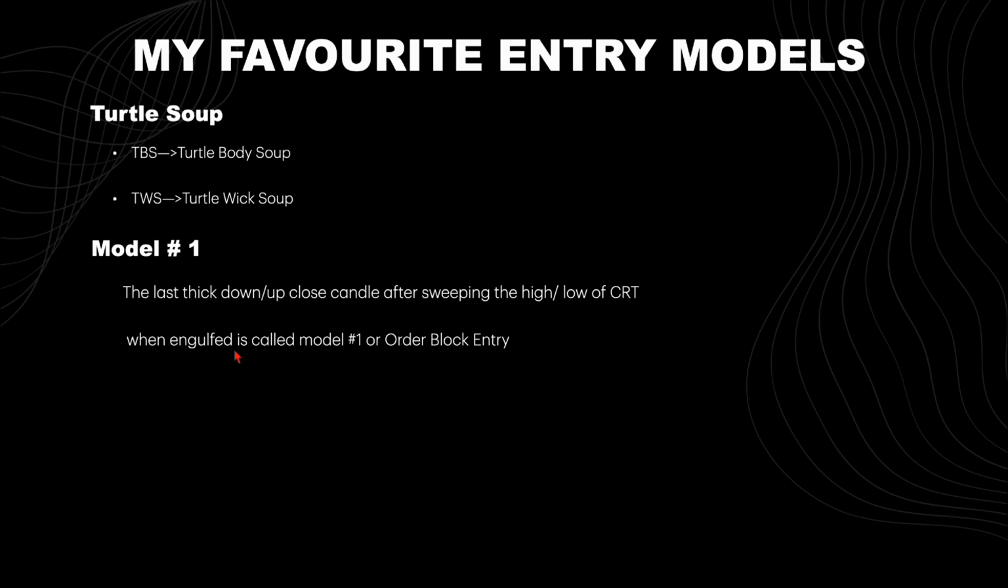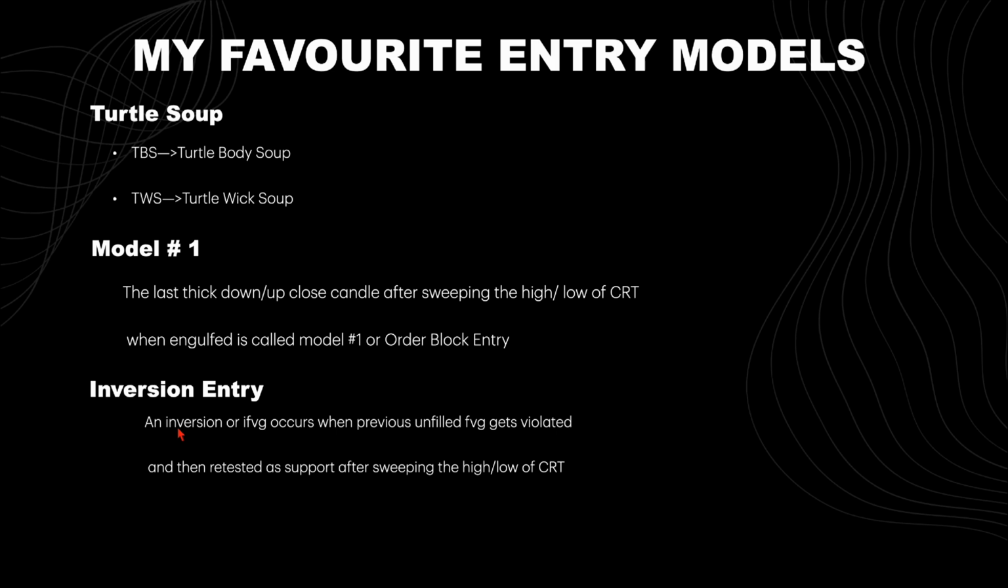Now, moving on to the inversion entry. This happens when a previous unfilled fair value gap is violated. After the violation, the level is retested as support or resistance after sweeping the high or low of the CRT. This model is particularly useful for identifying continuation setups after a high or low sweep. This is an advanced market structure shift; you don't need to wait for the ICT 2022 model. You can confidently enter when price sweeps the high or low of the CRT by hitting the key level and the last fair value gap violated. It acts as support or resistance to move the price to the opposing end of the CRT.